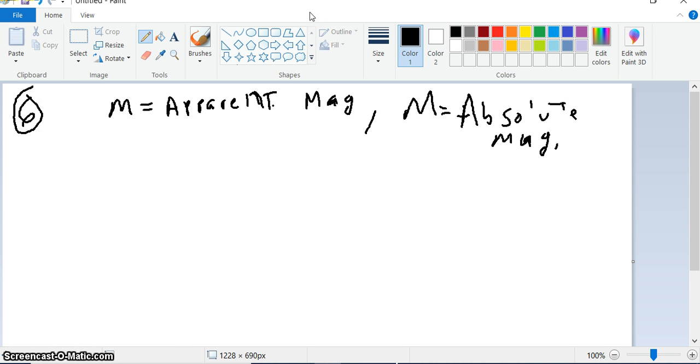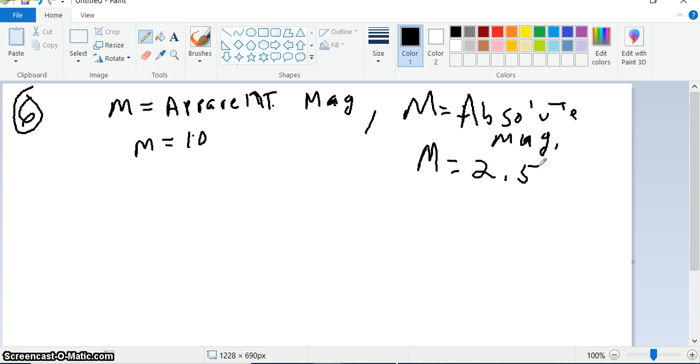All right, so let me make sure I read this. Number 6: a star has an apparent magnitude of 10 and an absolute magnitude of 2.5. So the apparent magnitude, little m, is 10, and then the absolute magnitude, capital M, is 2.5.